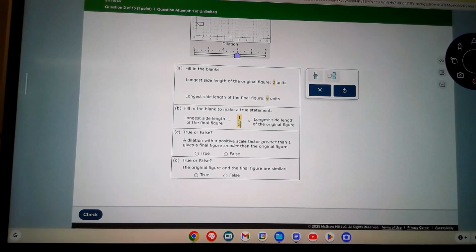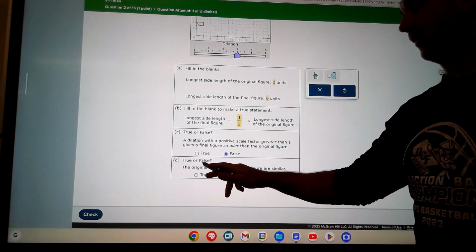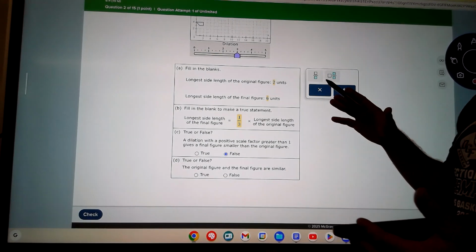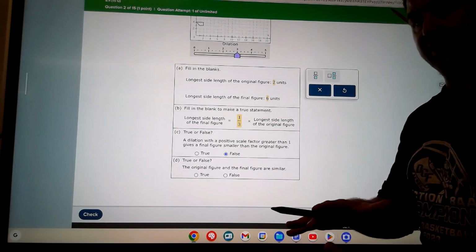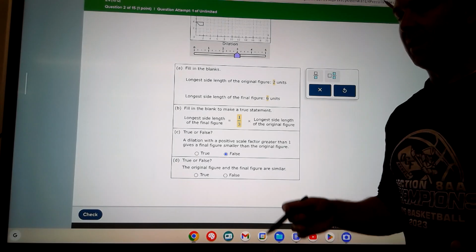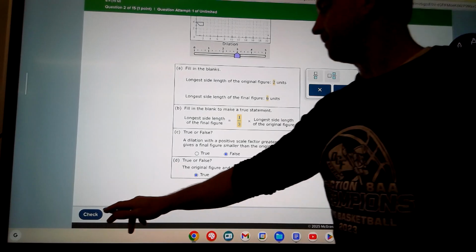True or false? A dilation with a positive scale factor greater than 1 gives a final figure smaller than the original. That is false. True or false? The original figure and the final figure are similar. Similar means the same ratio, but it could be bigger or smaller. Yes, a dilation is always similar. It's taking the same shape, making it bigger or smaller. The angles stay the same, but the side lengths would always have the same ratio. That is a true statement.